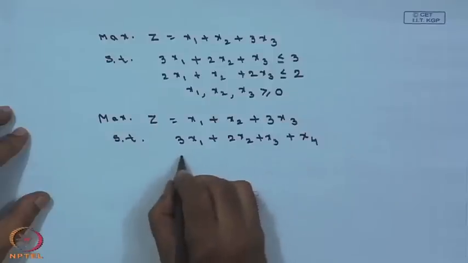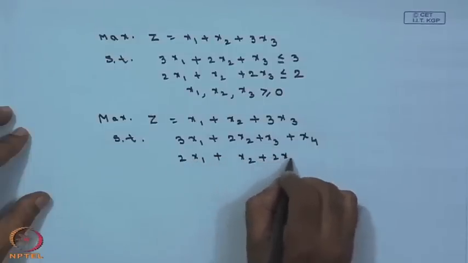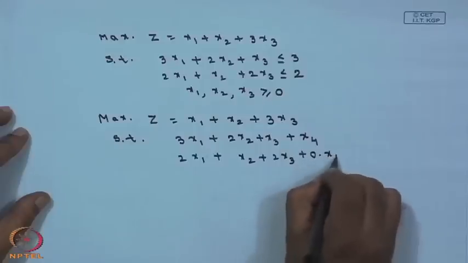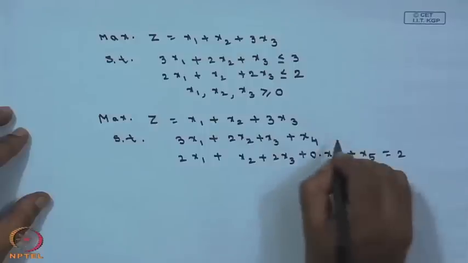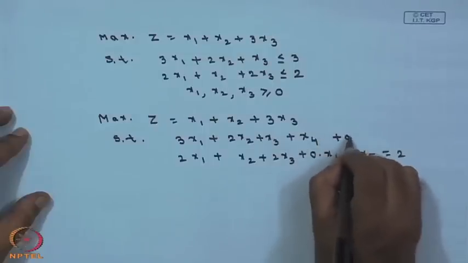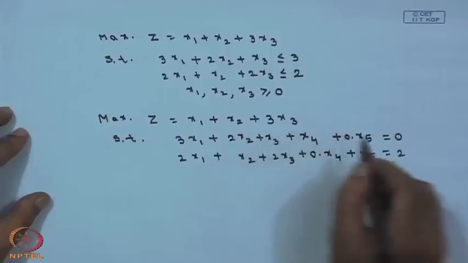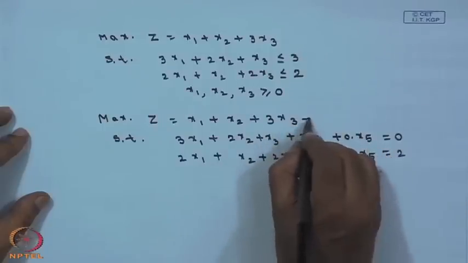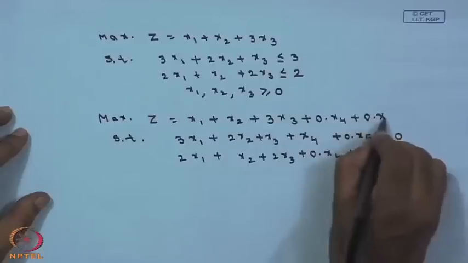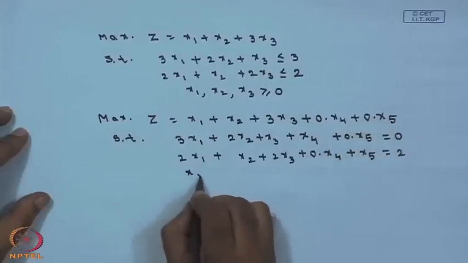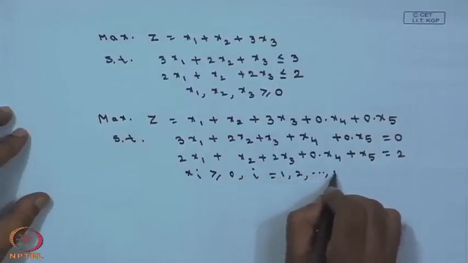I am writing the next part after some time. The next one is 2x1 plus x2 plus 2x3, and the coefficient of x4 will not be coming here. We have to add one more slack variable, so this is x5 equals 2, and in the first constraint the coefficient of x5 is 0. Please note this: in the objective function also, for these slack variables we are adding a coefficient of 0. So, 0 into x4 plus 0 into x5, where xi is greater than or equal to 0, i equals 1, 2, 3, 4 and 5.